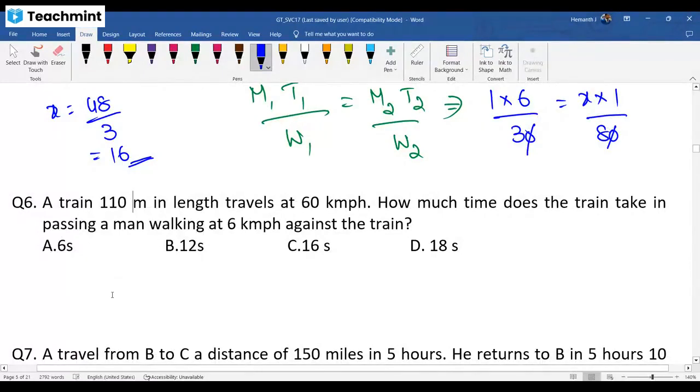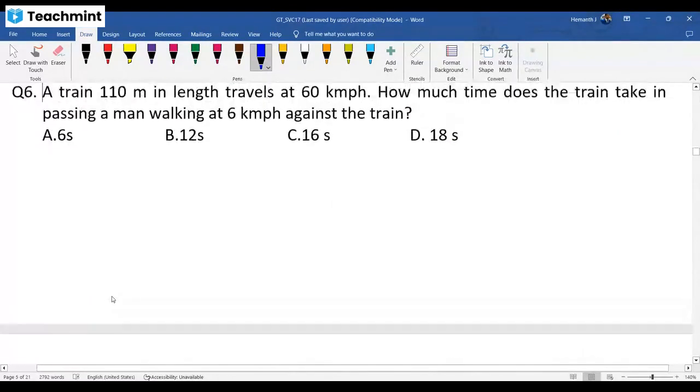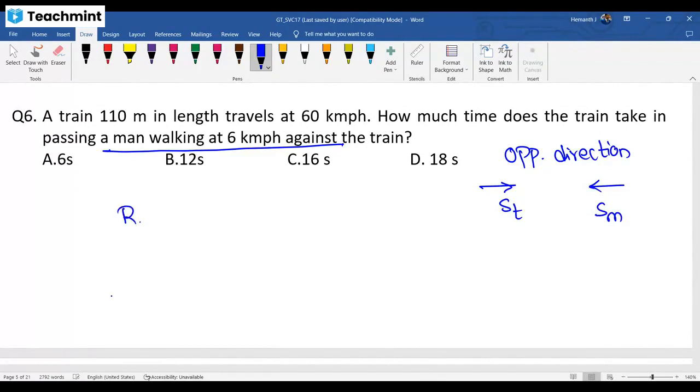Here, a train 110 meters in length is traveling at 60 kilometer per hour. How much time will it take to pass a man walking against, meaning opposite direction. When objects are moving in opposite direction, speeds must be added. This is speed of the train, speed of the man. They are moving in opposite direction, so we call it relative speed. R here is relative speed, meaning speeds must be added. 66 kilometer per hour, right?